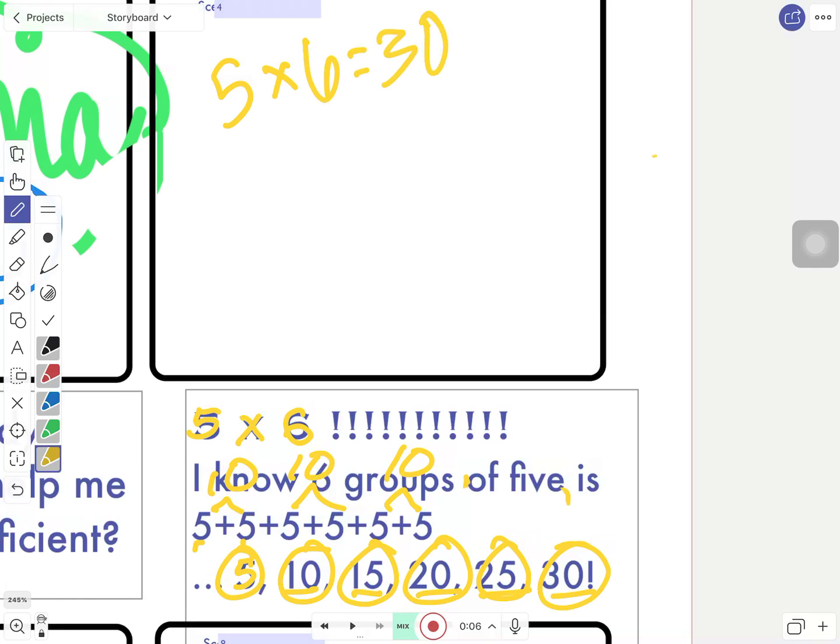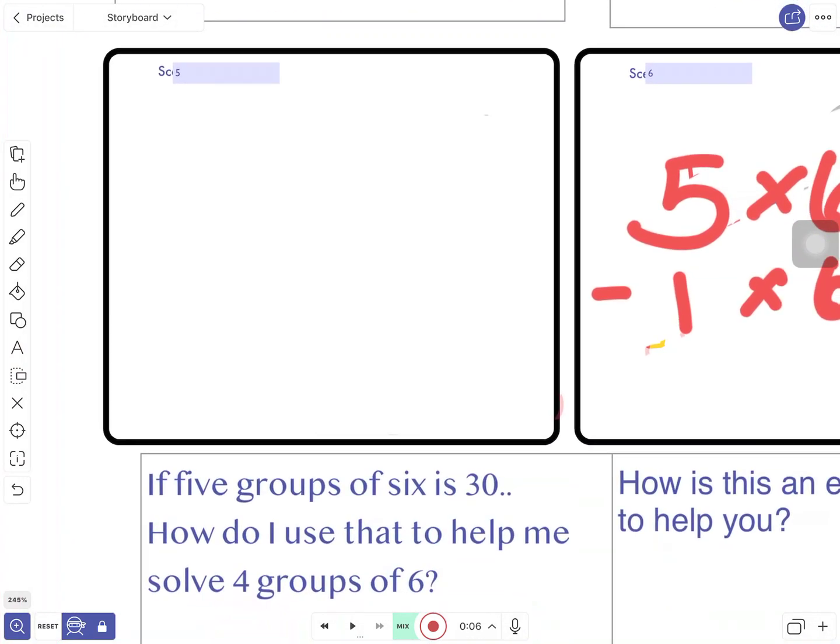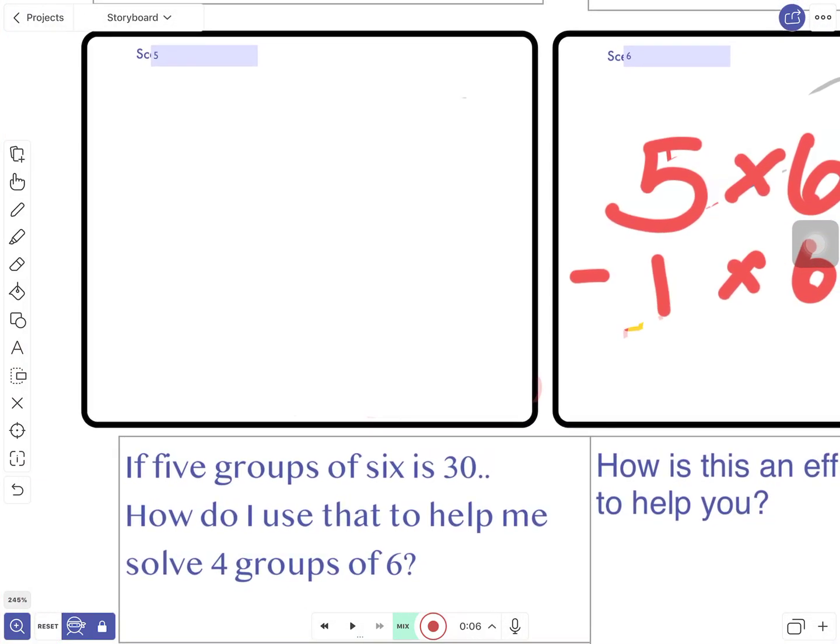So I know that the product of 6 and 5 is 30. And I could do that pretty quickly. I mean, you could draw an array, but I don't have to because I feel much more confident with my 5s. And I know how to get there. Well, if 5 groups of 6 is 30, what's the point? How does that help me solve 4 groups of 6?